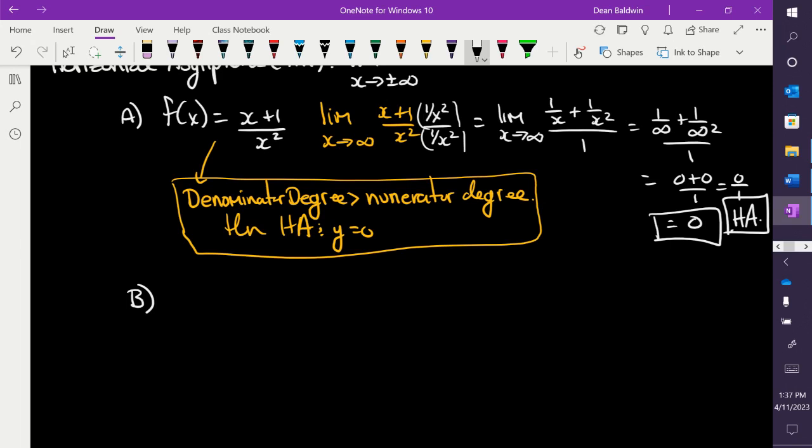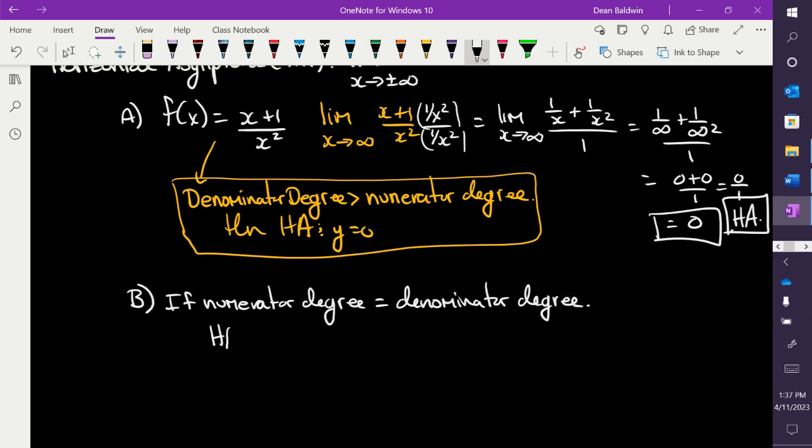B. Now I'm just going to give you the rules that we learned in grade 12, okay? Because you can go through the same process, but it's kind of just the same thing over again. If the numerator degree equals the denominator degree, then your HA is what?